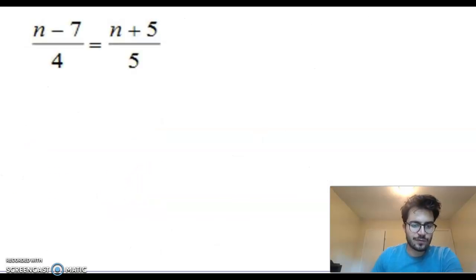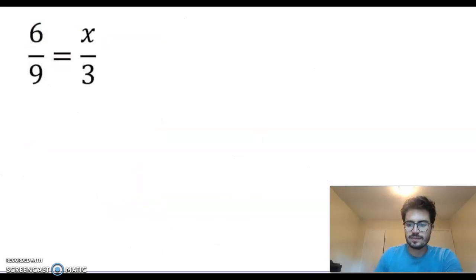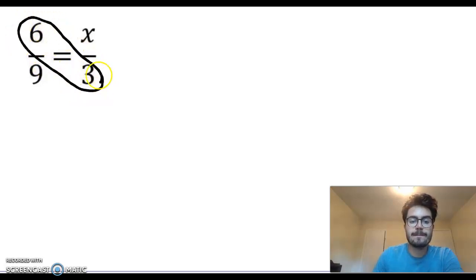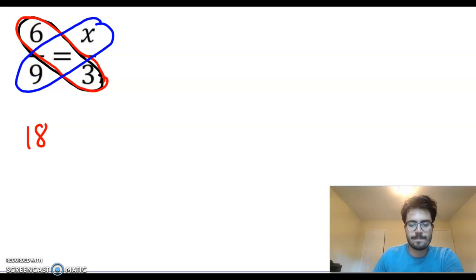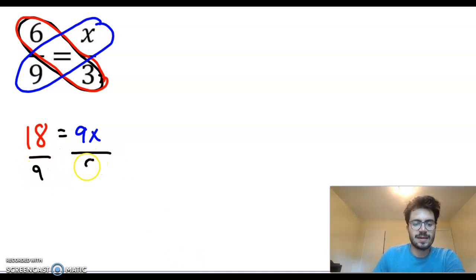If you ever have just 2 fractions equal to each other like this, this is when you can use cross multiplication when you have an equation, okay? It's the only time you can do it. So what you can do is you can multiply like this, and I'll do this in this color, and I'll do this one in this color. So I get 6 times 3 is 18. I get 9 times x, that's 9x. Now I can solve. I'm going to divide both sides by 9. I get x equals 2.